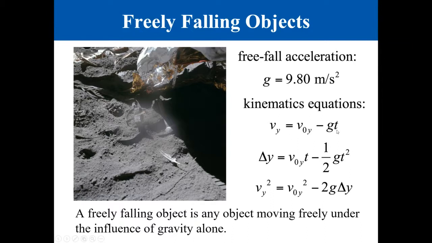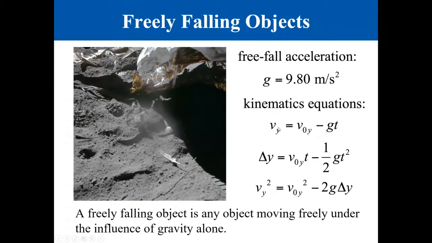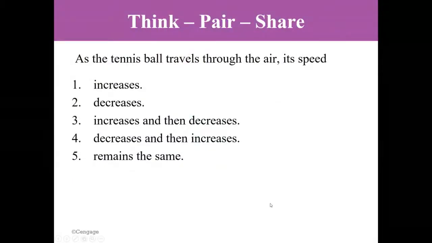This will continue until at maximum height, this whole velocity is eaten away and the final velocity is 0 at maximum height. Once it is 0 at maximum height, then the ball will start falling again with this acceleration toward the ground. Okay? Now back to that question. What would you say?